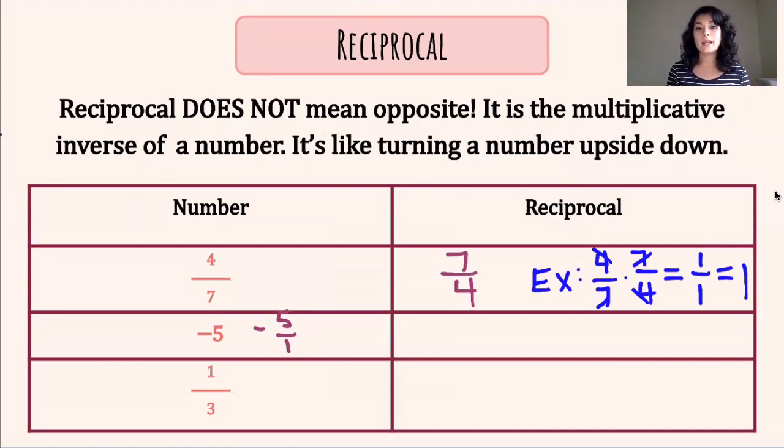So instead of -5 divided by 1, it becomes 1 divided by -5. Notice how I'm not changing the sign when I do this. It's still a negative. And the last example, 1/3. Well, if I flip that over, that's just going to give me 3 divided by 1. And I don't have to write the denominator of 1. I can simply write this as an integer of 3.